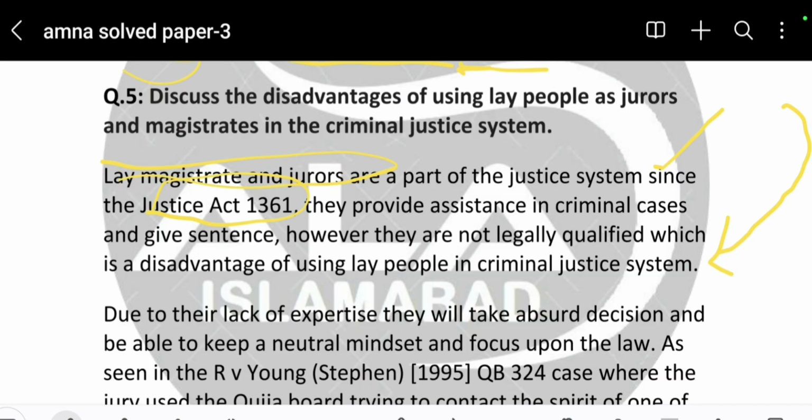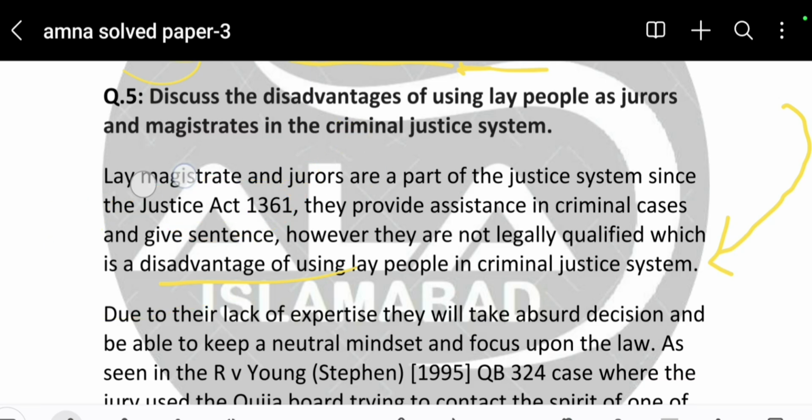You have to mention this act itself, which will give you 1 mark, or maybe more than 1. After doing this, you have to tell what type of work they perform. Obviously, they're magistrates, so they will assist in criminal cases and they will give sentences. But after adding the act and telling their powers, then you have to tell that they are not legally qualified. This is the disadvantage you have to add. A lot of you might be thinking, why can't I add their disqualification at the start and skip the act? No, the act itself is going to give you a boost.